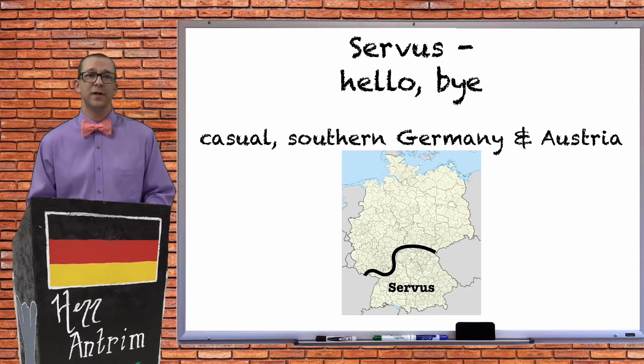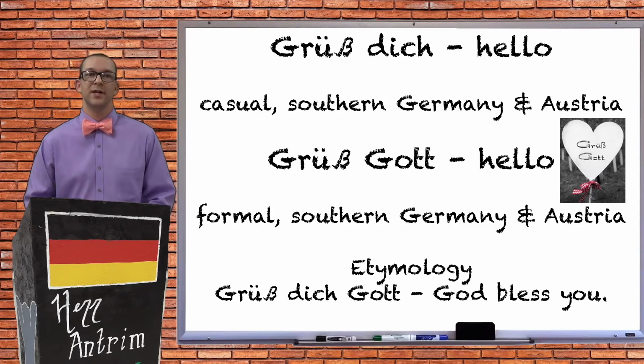Servus is commonly used to greet people in southern Germany and in Austria. This one also doubles as a farewell, so it's basically like the Bavarian version of aloha. It means both hello and goodbye. Servus! A casual greeting in southern Germany and in Austria would be Grüß dich.